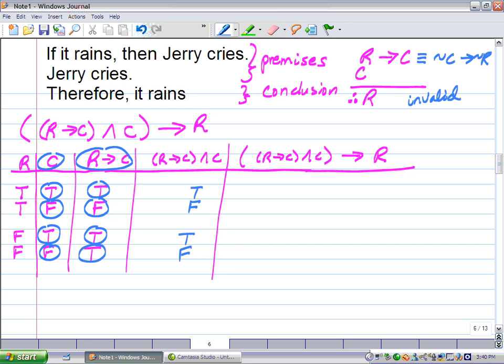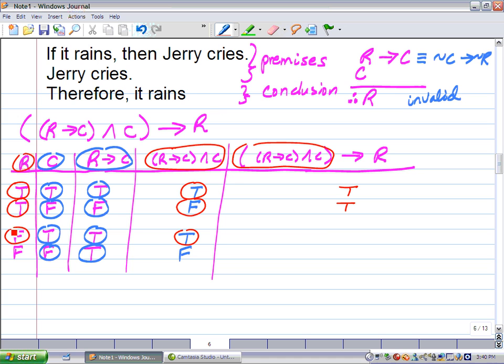Now I'm going to do this column implies R. So this column has to be first, that's this column, implies R. Okay, so true implies true is true. False implies true is also true. True implies false. Uh-oh. This one right here leads me to believe that it's not valid, or that it's invalid.